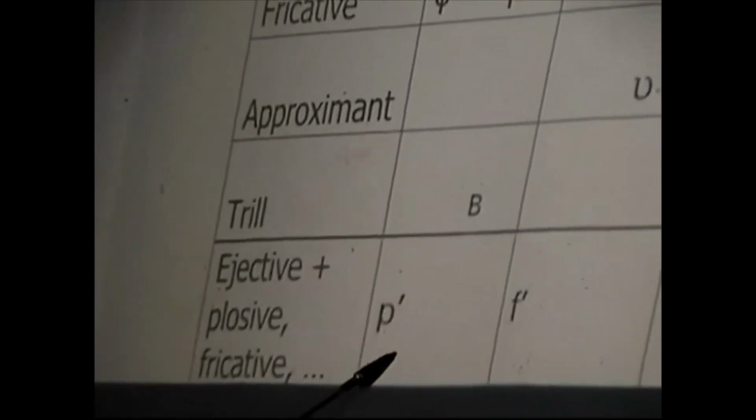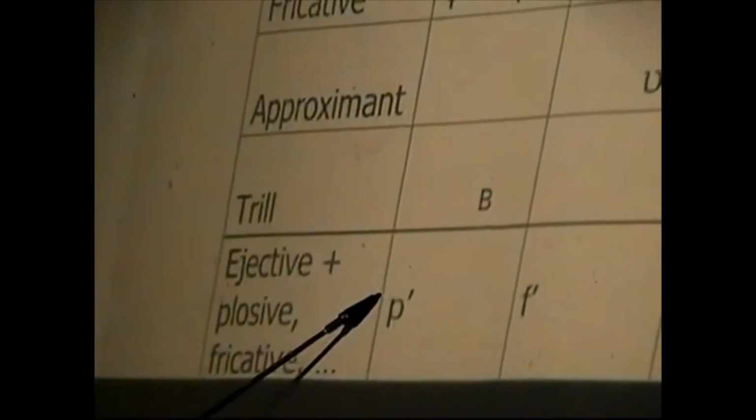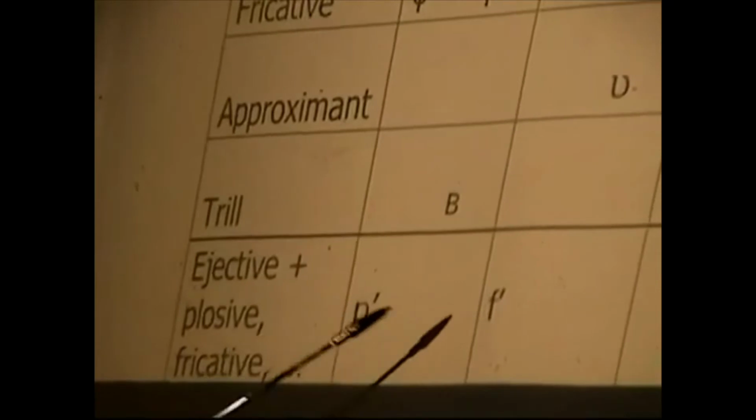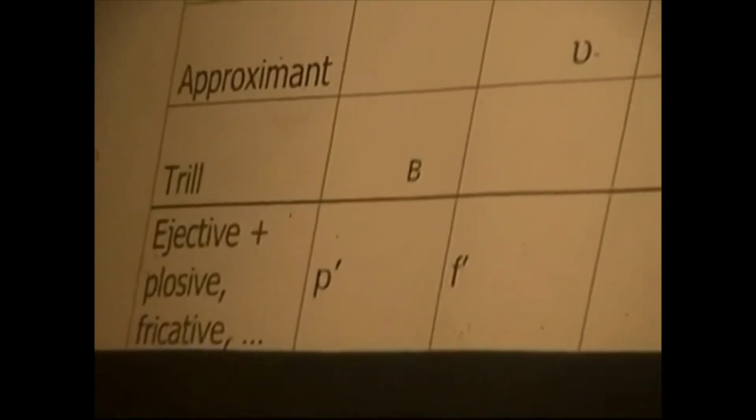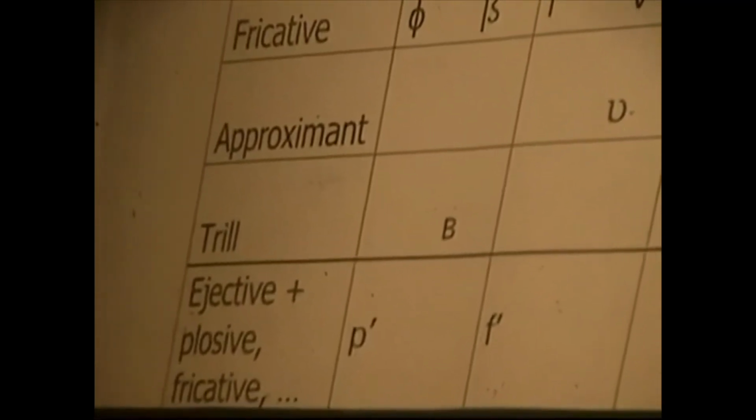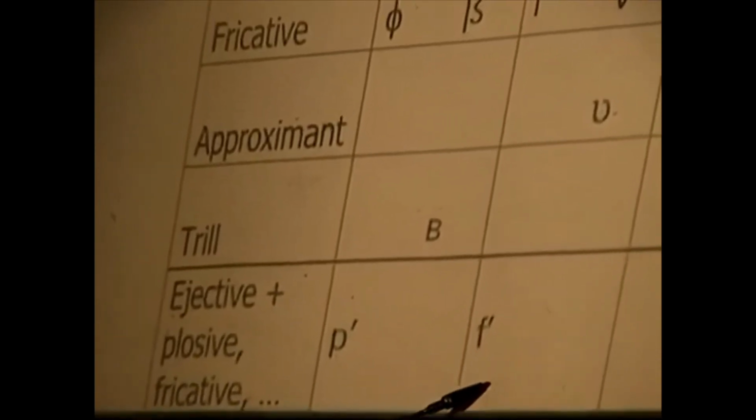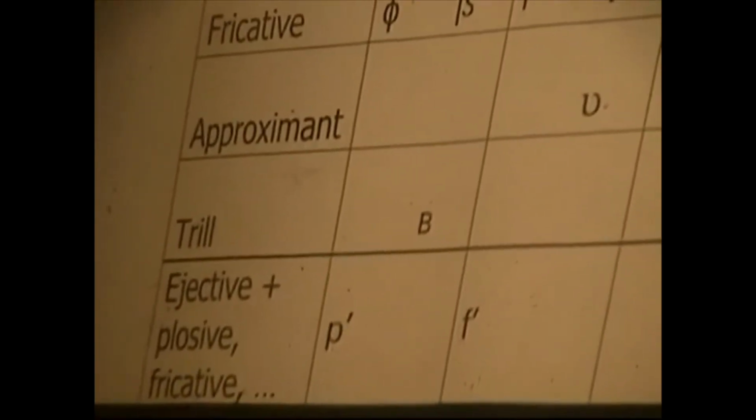And then I've also fitted in the more exotic ones, which again you heard yesterday. Sounds like this, which is an ejective plosive, and you can do it with a fricative as well. So we've got a voiceless bilabial ejective plosive, a voiceless labiodental ejective fricative.